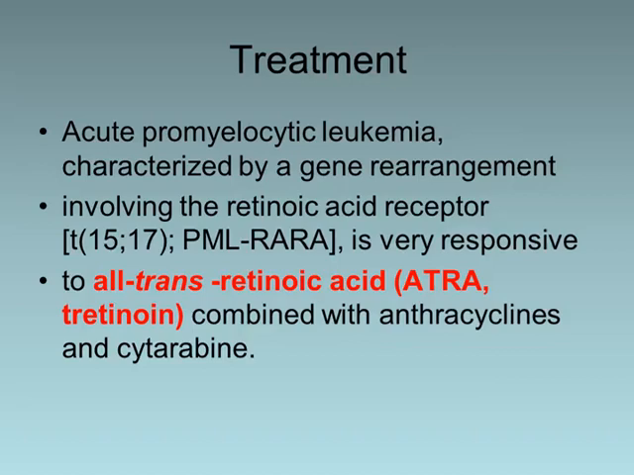In acute promyelocytic leukemia M3, the prognosis and treatment outcome are improved by using retinoic acid receptor agents, mainly ATRA, which acts on the junction of the translocation 15;17, combined with anthracycline and cytarabine.